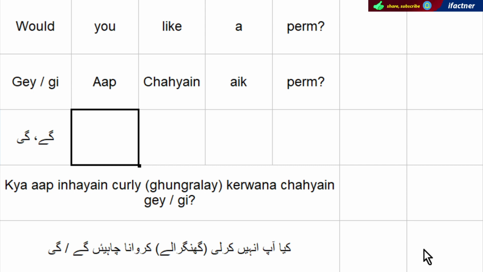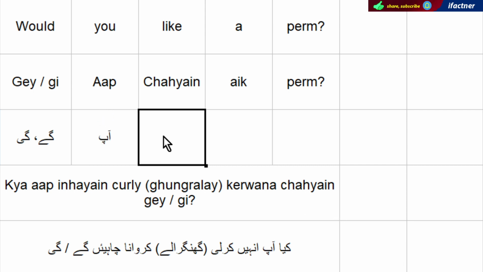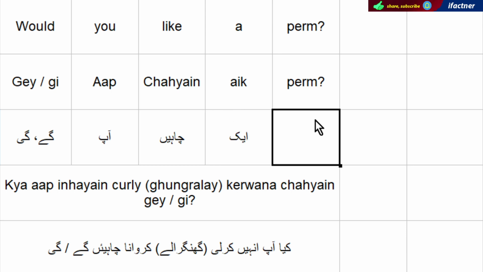Aap is alif madda and pe sakin aap. Like is chahe, which can be written as che alif he ye and nunna. A is ek, alif ye kaaf ek. And perm can be translated as perm or curly or ghungurale. Let's write perm. So we can write perm as pe re mim.